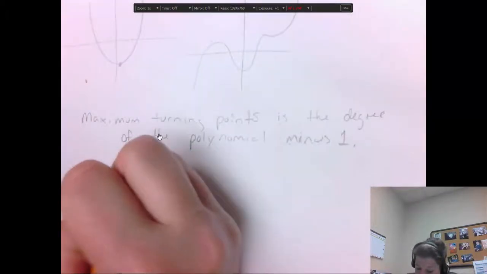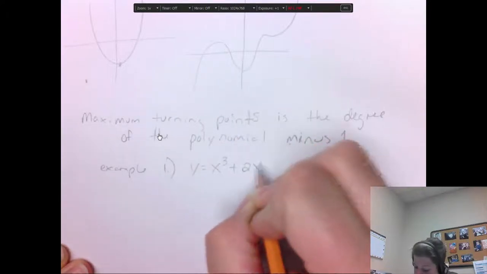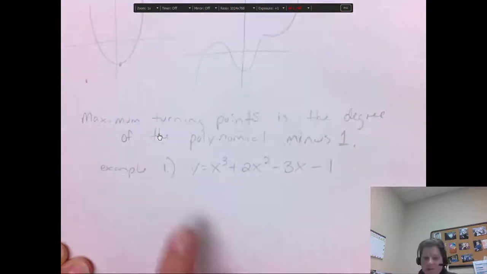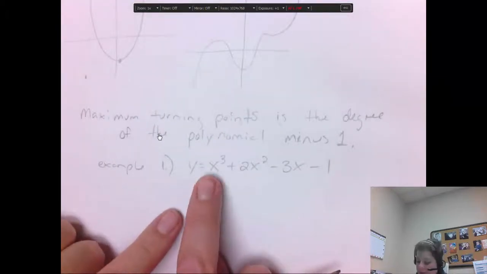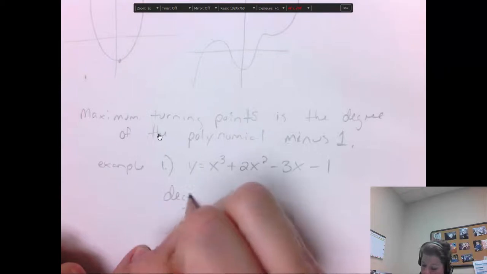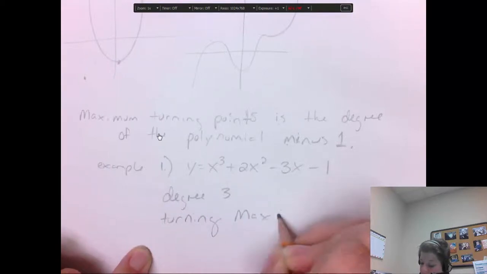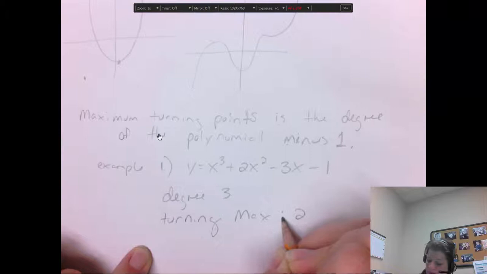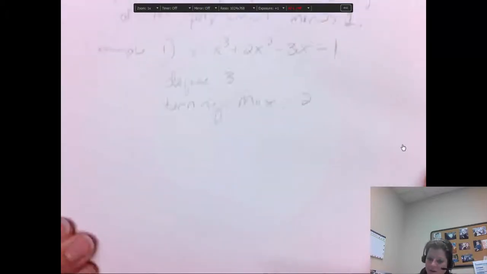So for example, if I have y equals x to the third plus 2x squared minus 3x minus 1, here's my polynomial. This is in standard form, so the highest exponent is a 3, and so the degree of this polynomial is 3. The maximum number of turning points is going to be 2, because 3 degrees, 1 less is 2. That's the idea of the turning points. You can also graph this on a graphing calculator, and that'll give you a good look where you can actually see the turning points.